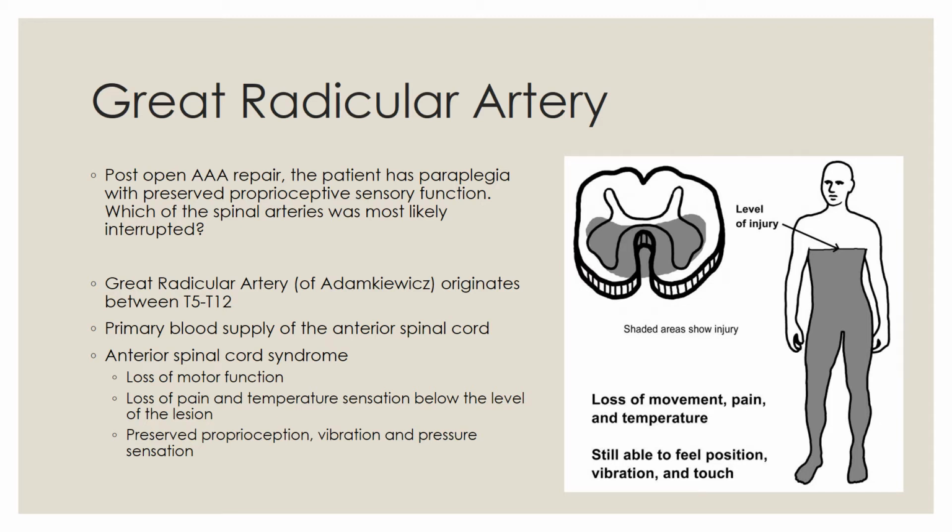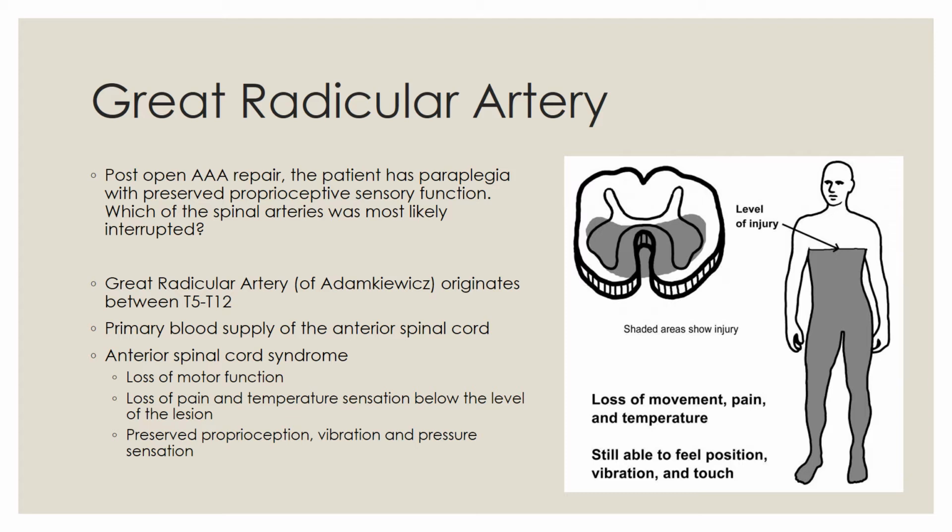All right, so here's our first question on the great radicular artery. The question was a little bit tricky because they left out the key word, which is Adamkiewicz. So the full name is the great radicular artery of Adamkiewicz that they were talking about. The patient just had an open AAA repair, and they woke up with paraplegia with preserved proprioceptive sensory function, and they want to know which of the arteries listed was interrupted.